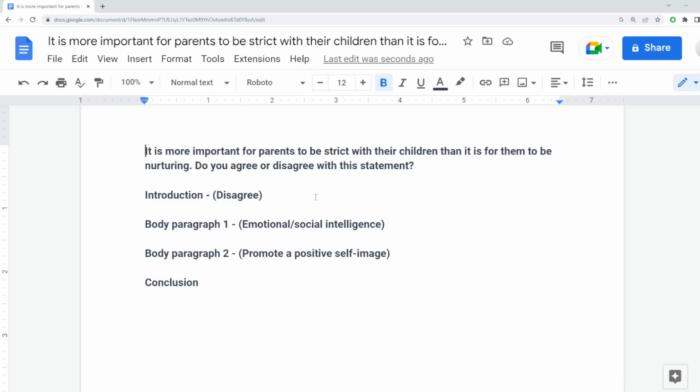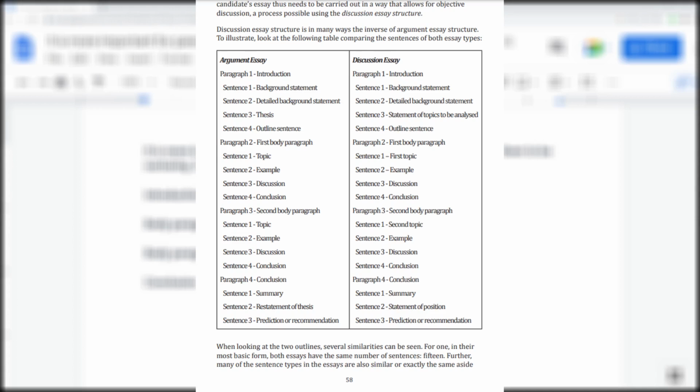Okay, so as you know, there are two loose structures that we can use when writing Task 2. And if you look in the ebook on page 58, you will see a nice breakdown of these structures. So one is the argument essay structure, and the other is the discussion essay structure. And the structures are very similar. They're both four paragraphs long. They both have an introduction paragraph, body paragraphs, and a conclusion paragraph.